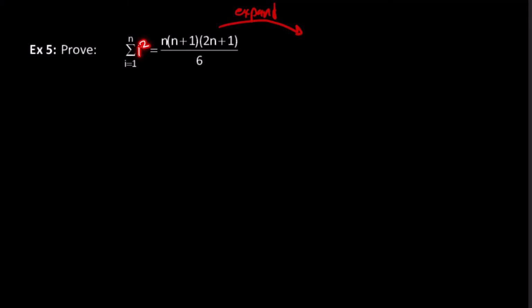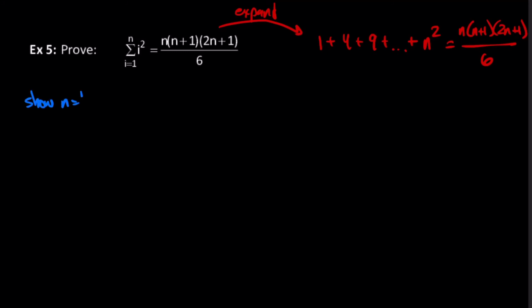Well, that's pretty easy. 1 squared. That's just 1. Then plug in a 2. 2 squared. Well, that's 4. 3 squared. That's 9. Plus dot, dot, dot. Plus n squared equals n times n plus 1 times 2n plus 1 all over 6. Yowza.